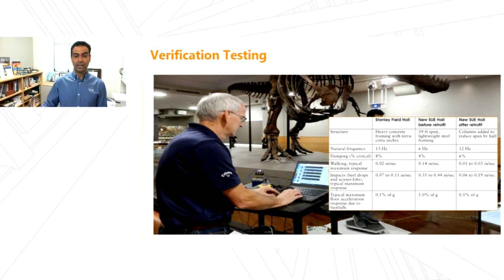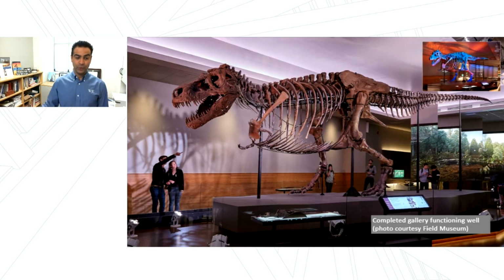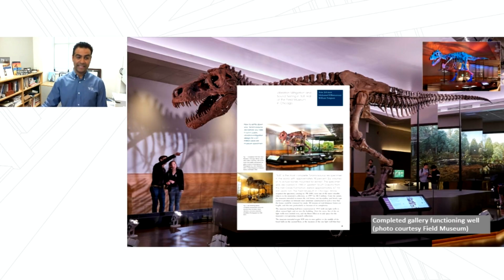And you could see here the results of the new location compared to the old location, where we were able to increase the natural frequency from 6 hertz to 12 hertz, so almost double. We also increased the damping from 4% to 6%. We reduced the amplitude of the vibrations to be similar to what we measured at Stanley Field Hall, which was the original location of Sue. And we also confirmed that there will be no human annoyance or human perception issues because we are below the recommended limit by AISC Design Guide 11. So here's a picture of the completed gallery of Sue. We also published a paper on this work that is available in the resources on the webinar page.